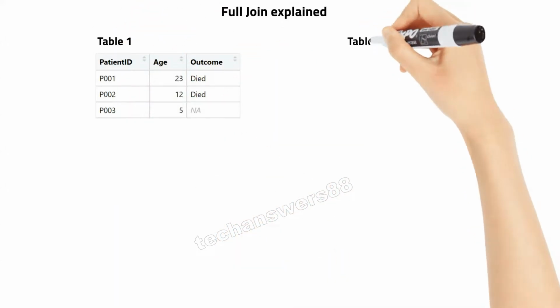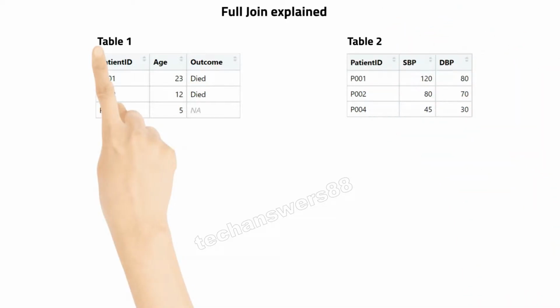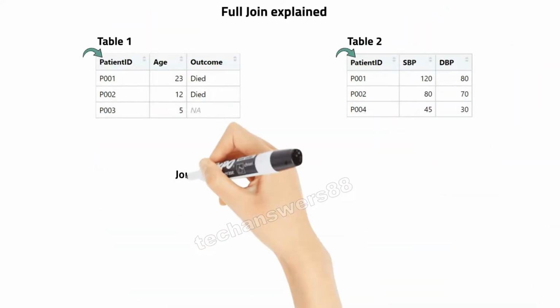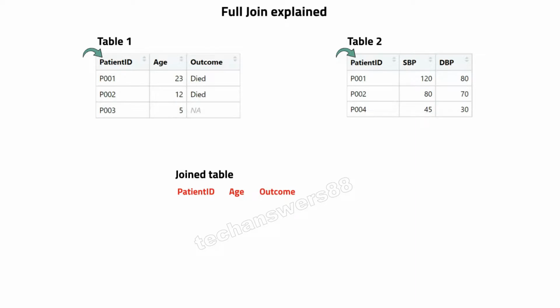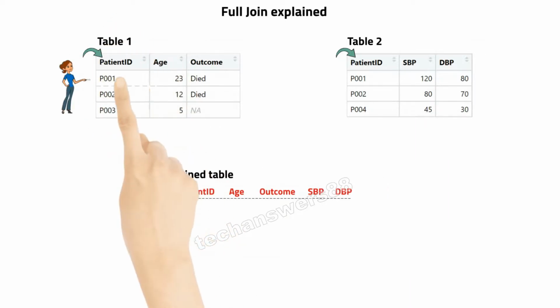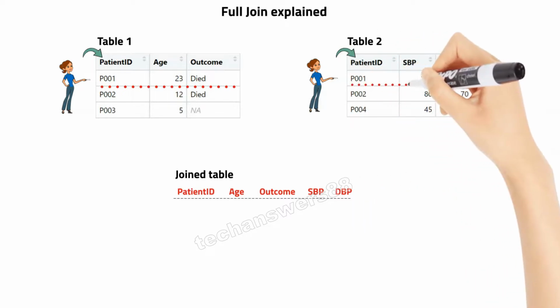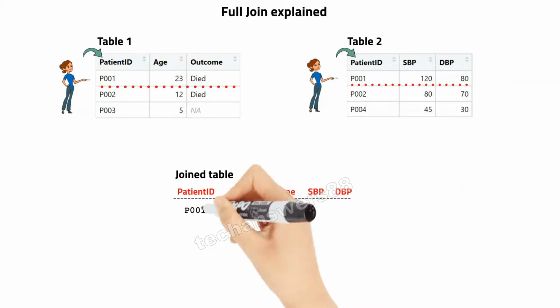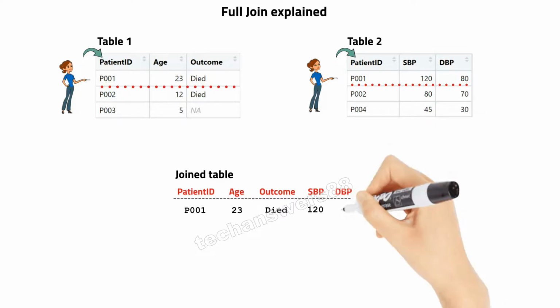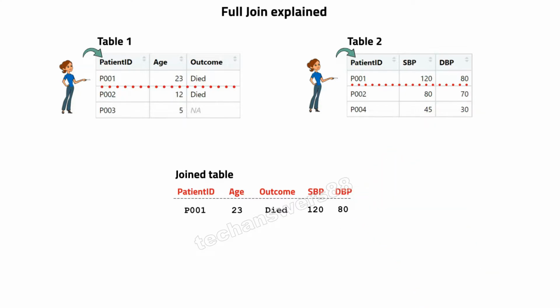Let's say we got two tables, table 1 and table 2, which have some data, and on both the tables we have the patient ID, which can be used as a key. So let's see what's going to happen in the final output table. Looking at the first record on table 1 as well as on table 2, we have P001 as the key, which matches, so the data gets copied in our final join table.